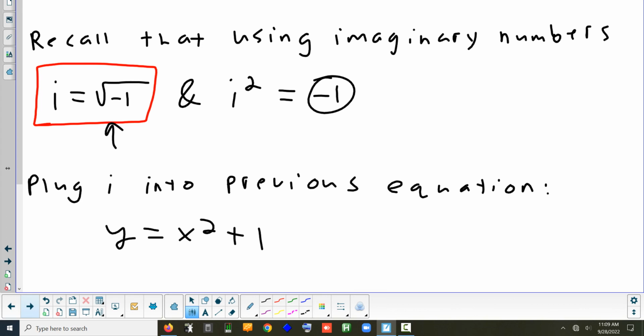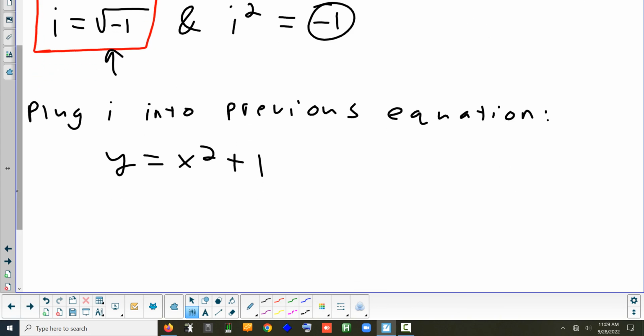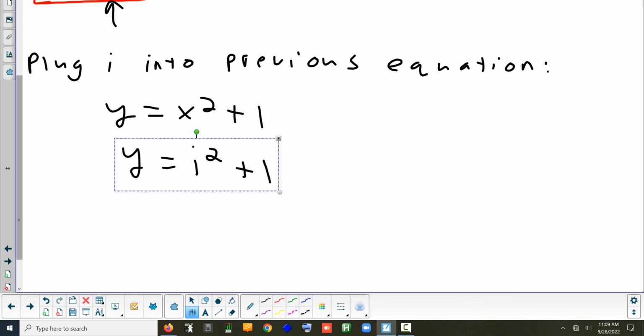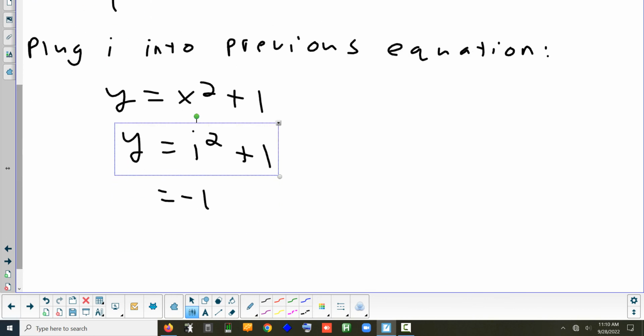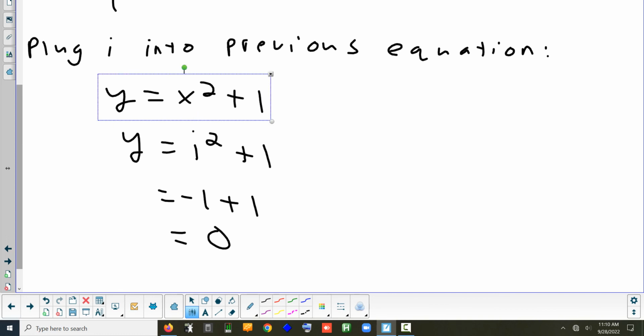So if we plug i into the problem that we just had, watch what happens. You get y equals i squared plus 1. But what did we just say i squared was? Negative 1. -1. So if we plug i in and we get 0 as the answer, what does that mean i is in this equation? Well, we plugged i in for x. It's a root. i is the root of the equation. i is the 0. Don't say i is the x-intercept. That's not true. But it is the root and it is the 0.